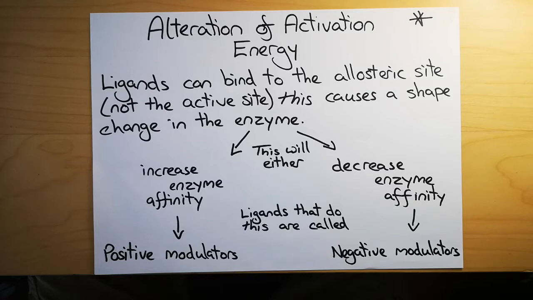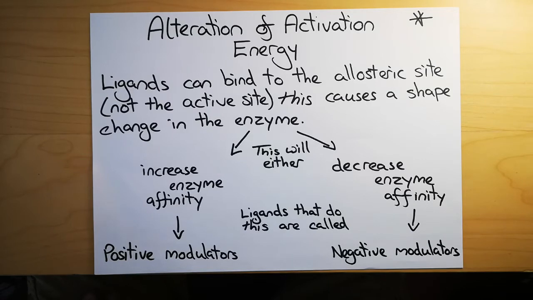or cut its activity down so that it isn't able to do its job as effectively, and that might be really important. Basically, we've got an accelerator and a brake, and it's just the names that you've got to learn for that accelerator and brake. So ligands can bind to the allosteric site.